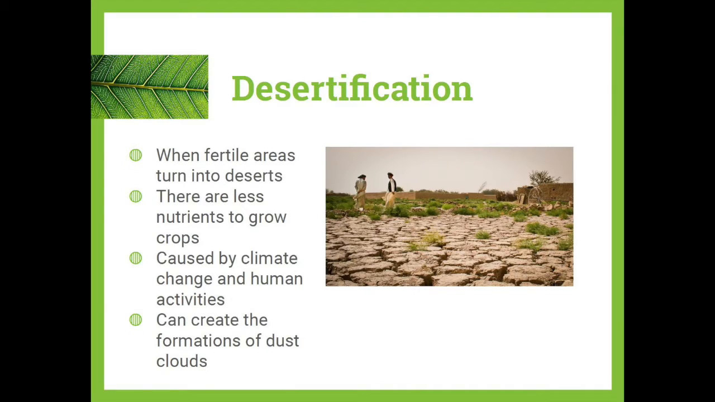Okay, desertification is where fertile areas turn into deserts. That is to say, when places and areas that originally could support and sustain plant life turn to deserts, which can't. That just means there are fewer nutrients to grow crops. The climate will change as a result of the desertification, and human activities usually cause this. This can lead to the formation of giant dust clouds that block out the sun or create economic disturbances that don't usually end well for the society.